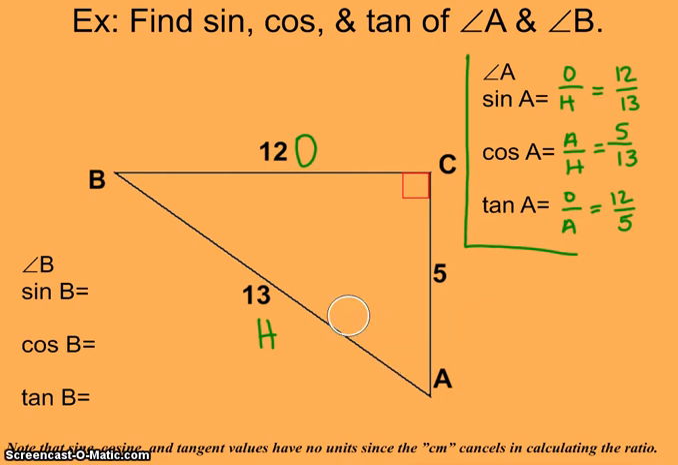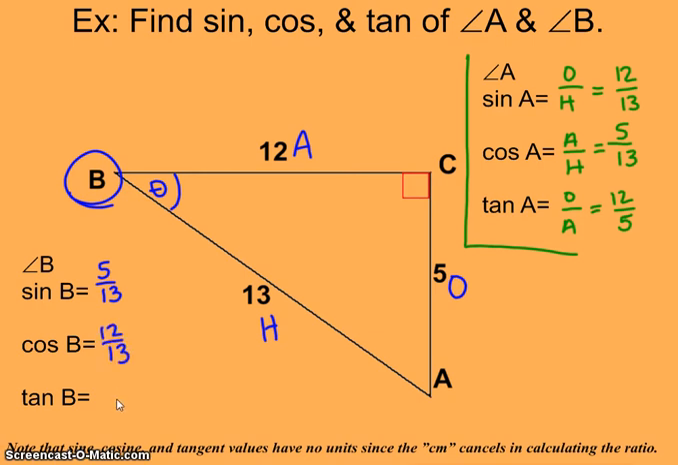Alright, now I'm going to erase this, and this time we're doing it from angle B. So this is hypotenuse because it's still across from 90. The side that touches the angle is adjacent, and the side directly across from B is opposite. So if sine is opposite over hypotenuse, that'd be 5 over 13. Cosine is adjacent over hypotenuse, so 12 over 13. And tangent is opposite over adjacent, so 5 over 12.